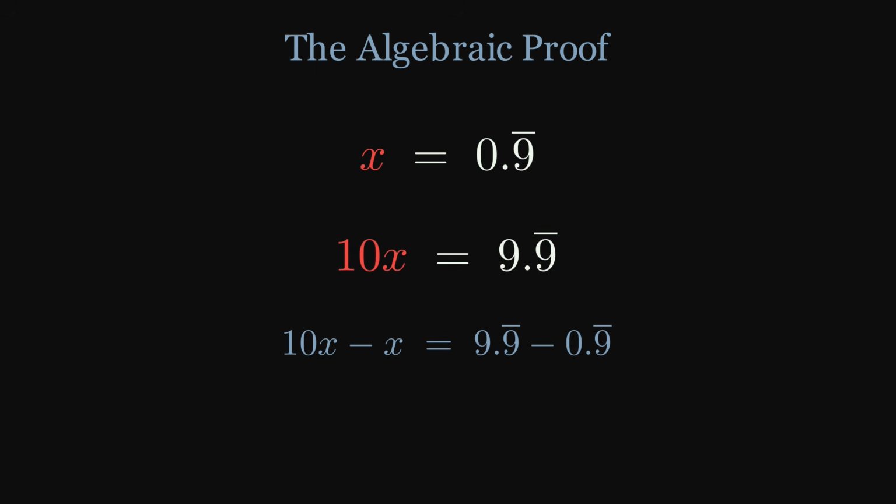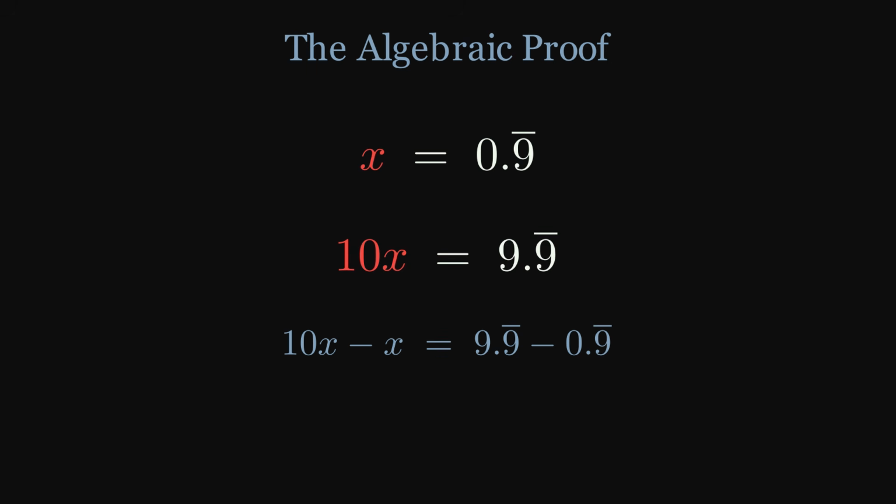Almost everyone who has heard of this identity has seen this proof. Start by giving the mystery number a name. Call it x, so x equals 0.9 repeating. Now multiply both sides by 10. The decimal point shifts one position to the right, so 10x equals 9.9 repeating. The string of 9s after the decimal point is still infinite, so the number after the decimal point is still 0.9 repeating. Subtract the first equation from the second.